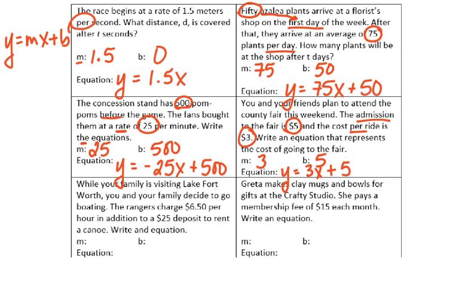The next one, while your family is visiting Lake Fort Worth, you and your family decide to go boating. The rangers charge $6.50 per hour, in addition to a $25 deposit. So again, the word per indicates slope, and then deposit or additional indicates y-intercept. So your equation here is y equals 6.50x plus 25.